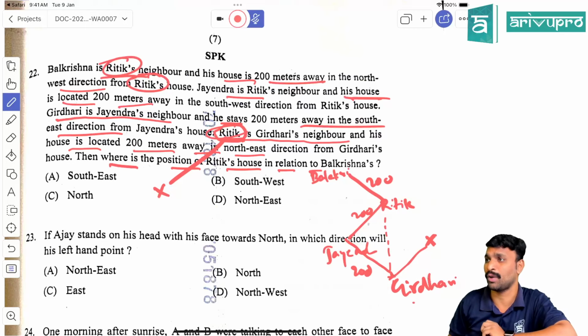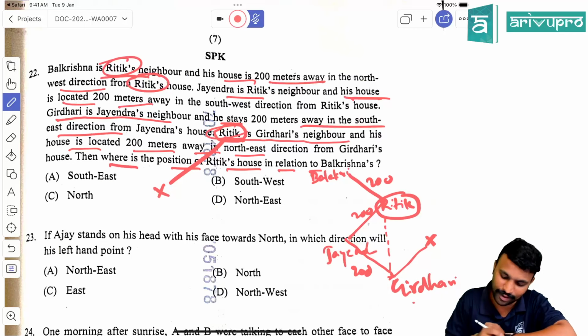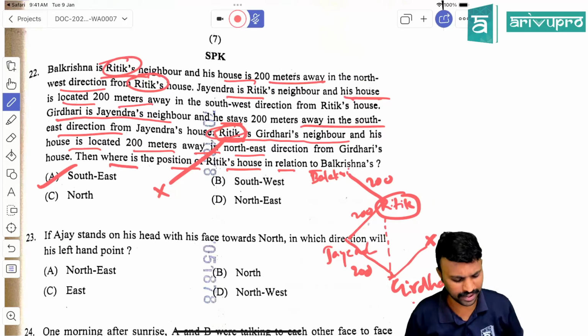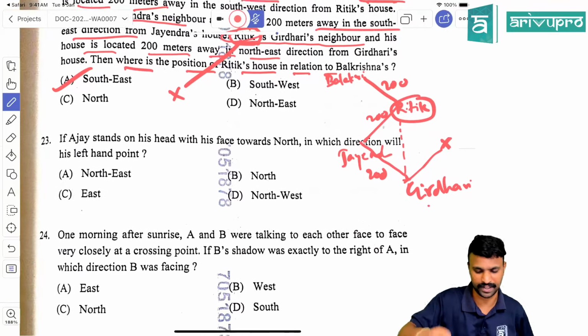Downwards and right, so southeast. Even if you consider this Ritik also, Ritik is definitely southeast. So the answer is option A. In relation to Balakrishna, Ritik's house is southeast.